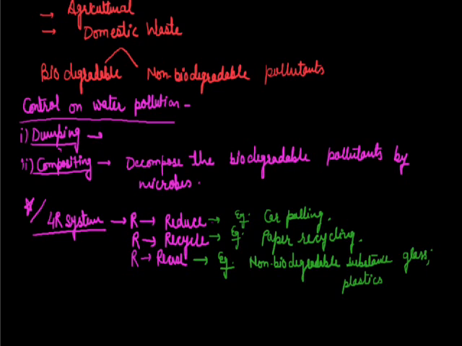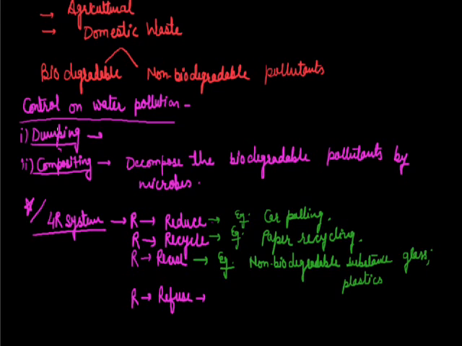The fourth R, basically earlier this one is known as 3R system, right now it's 4R system, and the last R is for refuse. We have to take one more step to reduce the pollution, that is refuse.